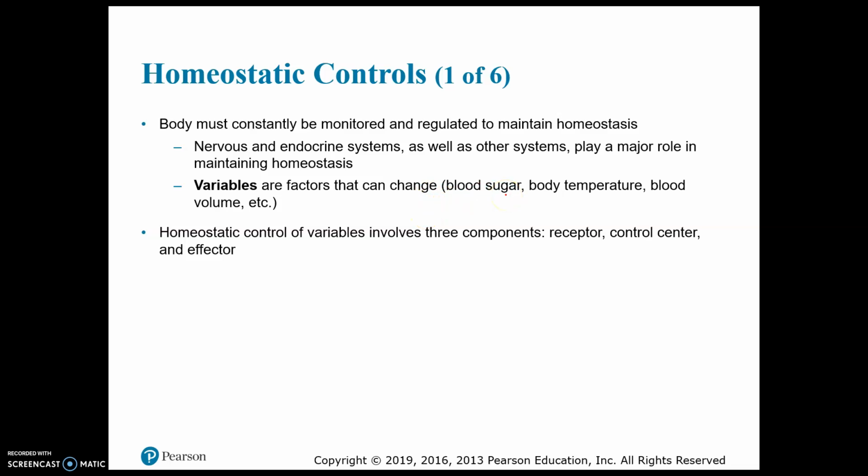Blood sugar, or blood glucose as we typically call it in medicine, because glucose is just the specific type of sugar that's found in our blood. Body temperature is maintained by homeostasis. The volume of our blood, for example, heart rate, blood pressure, these are different variables, okay? So we're going to talk about maintaining these variables with three components: a receptor, a control center, and an effector.